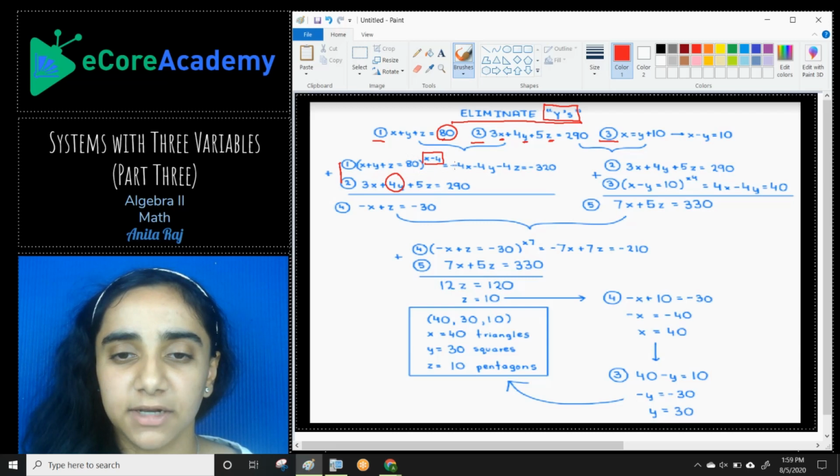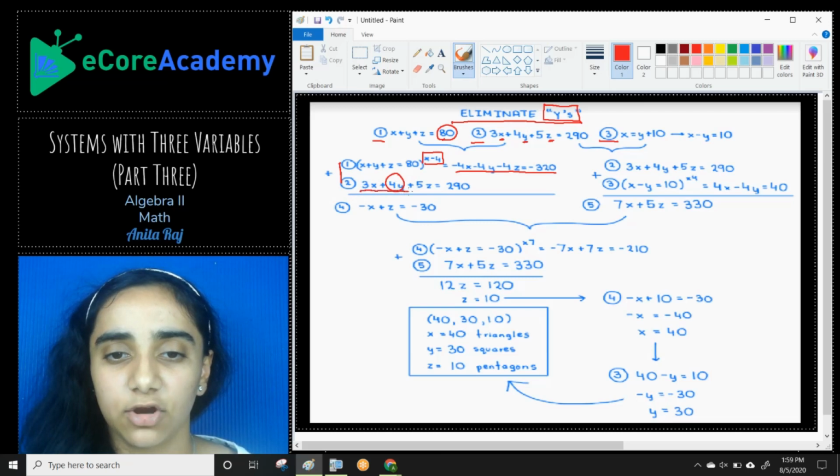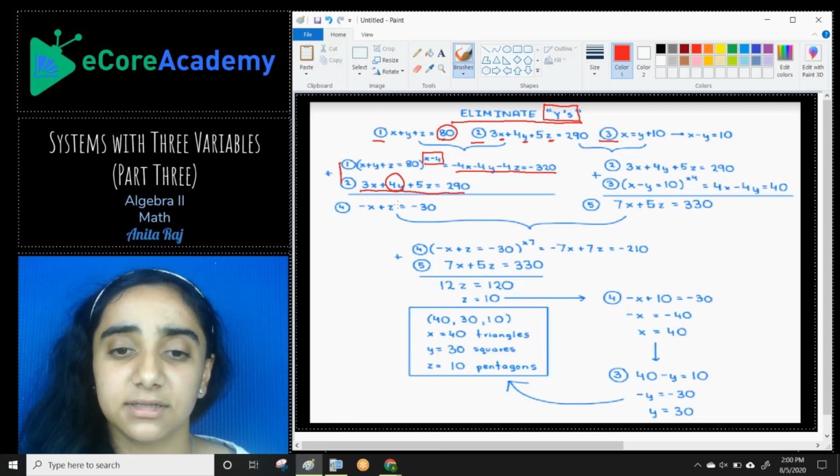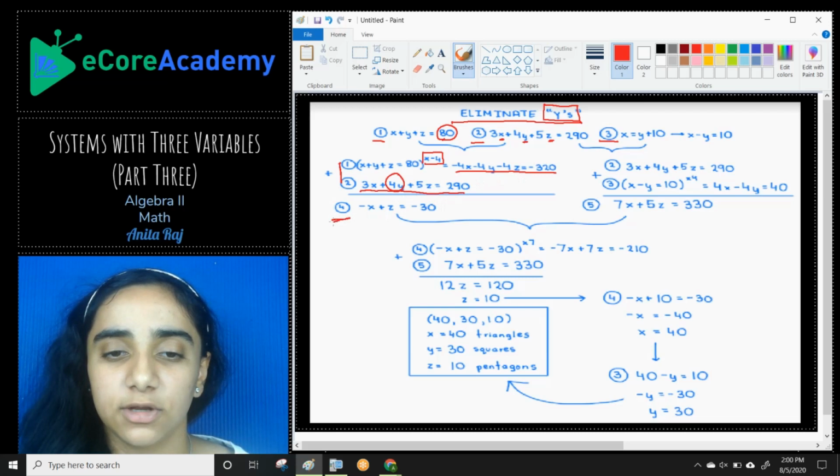And I multiply this by negative 4, and I get negative 4x minus 4y minus 4z equals negative 320. And then I just add this equation right here to this equation right down here. And by adding them, negative 4x plus 3x is negative x. Negative 4y plus 4y just cancels out. And then negative 4z plus 5z is plus z, just positive 1 coefficient. And this equals negative 320 plus 290, which is negative 30. So this right here is our fourth equation.